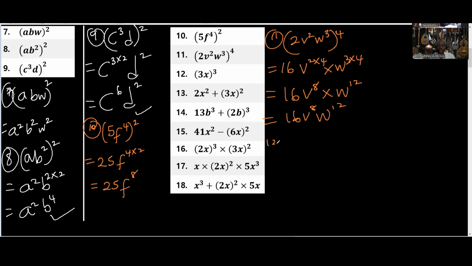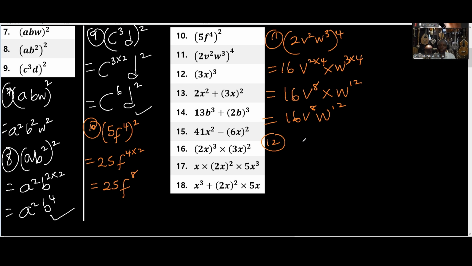And number 12, we have 2v squared w cubed all raised to power 4. So this is just 2 raised to power 4 is 16. I think that's the same. Okay, number 12 is another question.